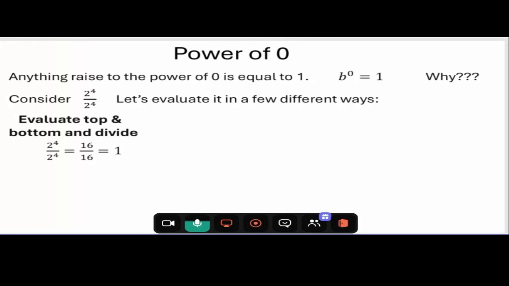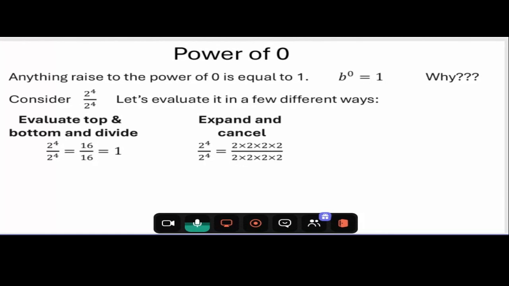Perfect. Let's try it a different way. We could have also expanded those exponents and canceled them. So 2 to the power of 4 is 2 times 2 times 2 times 2. Same thing on the bottom. And now we see that those cancel, leaving 1 and 1. So everything cancels. We have a bunch of 1s on the top and a bunch of 1s on the bottom. 1 divided by 1. We see a separate method which also shows that this answer is 1.